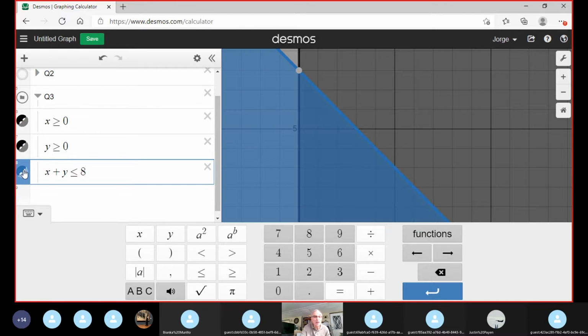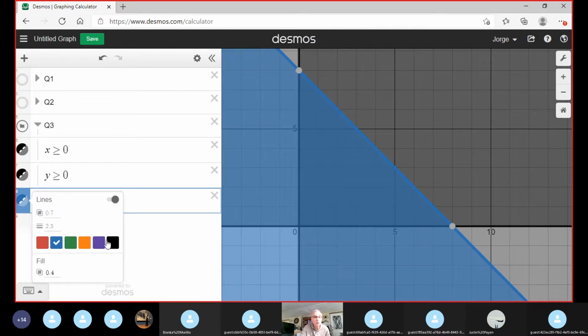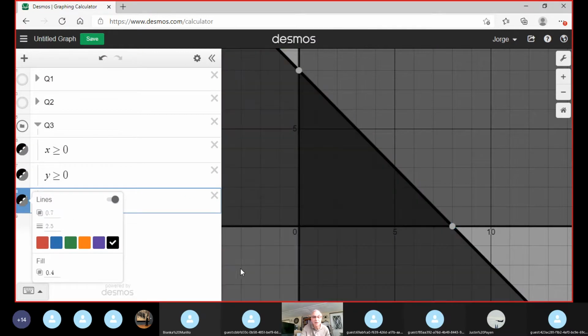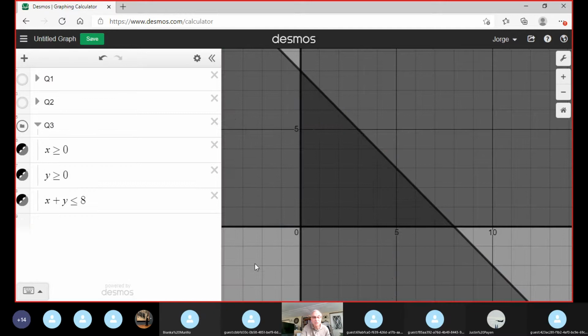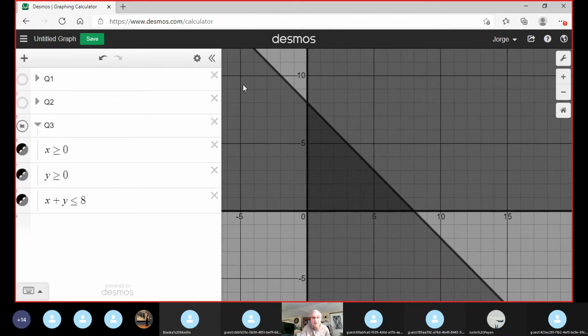Blue color, no blue color, black color. Black color, because when you use the same color, the dark part represents the intersection. Oh, okay. This represents a line. This is the border line. It splits the plane in two parts. But this is less than, so it is below the line.